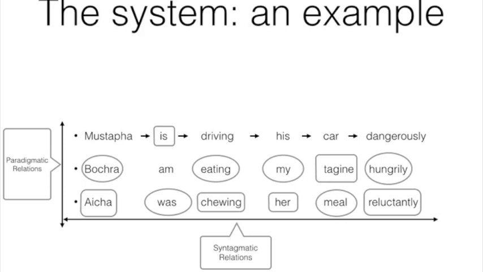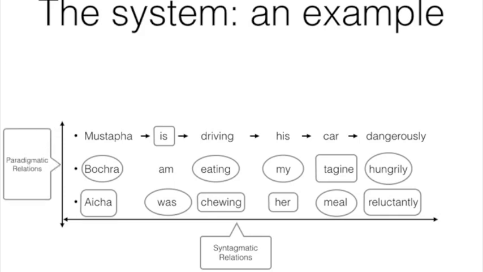Another example, look now at the squares. Can you read the sentence with the words in the squares? "Aisha is showing her tajin reluctantly." It's not a really good sentence, but I want to use these kinds of examples to help you remember. Talking about tajin, maybe it helps you remember the fact that we have a system. So now you understand what we mean by system. That's one of the main characteristics of language: it is a system of sound signals, words, and so on.